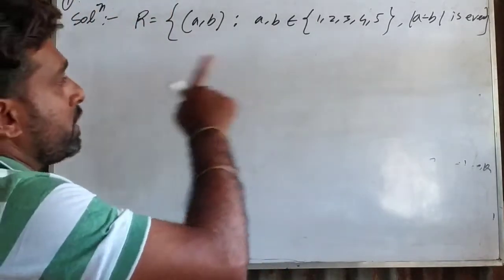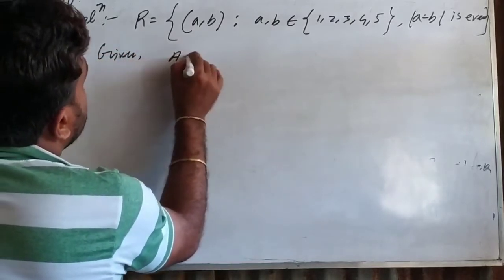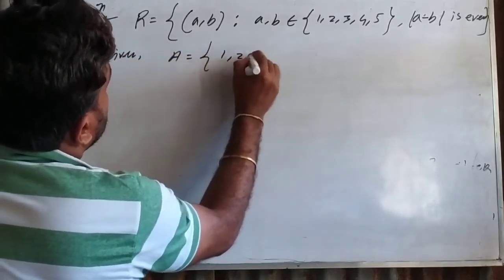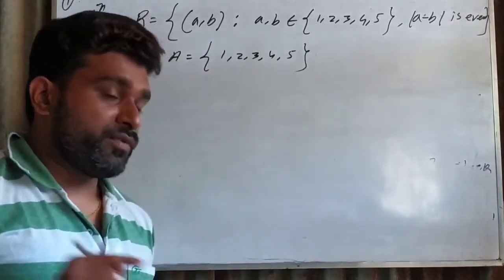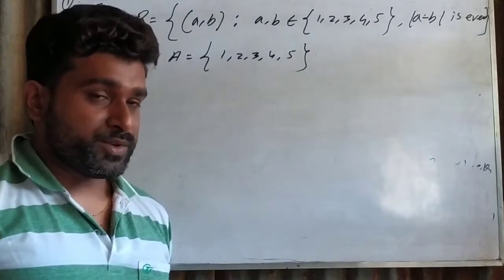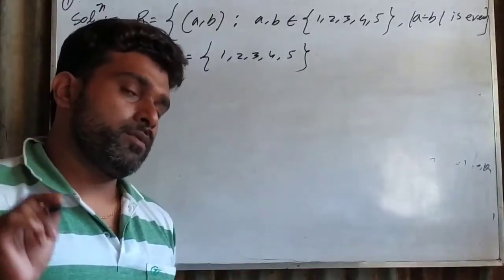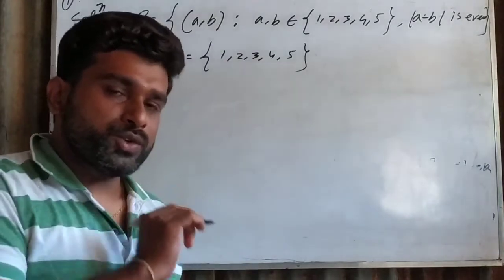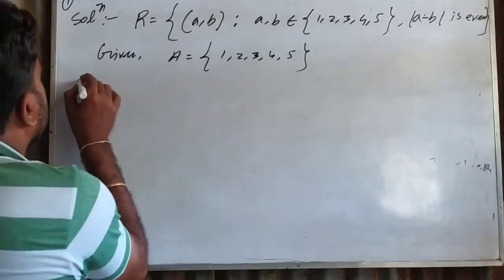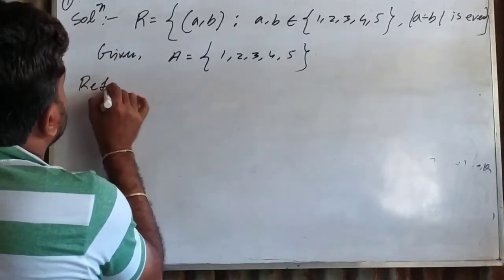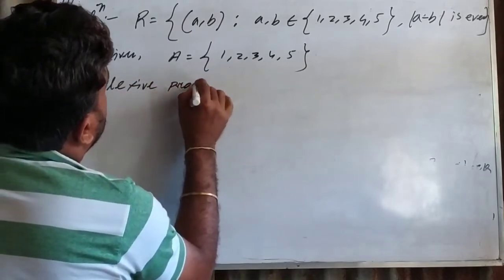So here, just write, given a set A: 1, 2, 3, 4, 5. That means whatever the values of A and B are going to be chosen, they should belong to this set. That means 1, 2, 3, 4, 5. Other than that, you can't choose any numbers outside of that. Now, reflexive property.